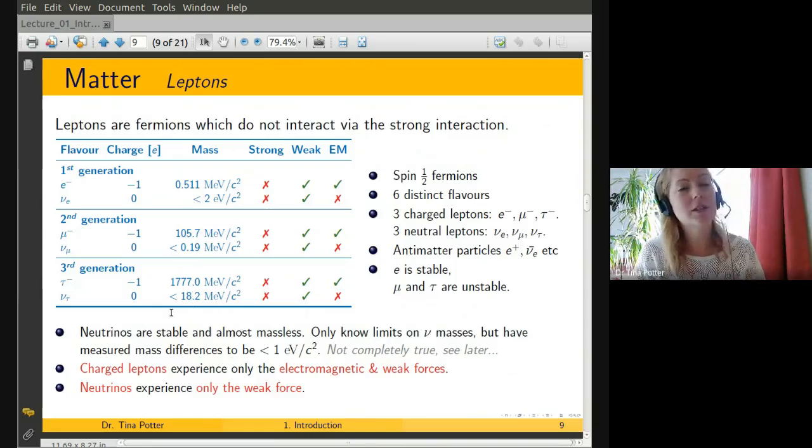Now, some of these are unstable. The neutrinos are all stable, but the tau and the muon are unstable, and they decay down via the weak force to the electron, and that's the stable charged lepton here.